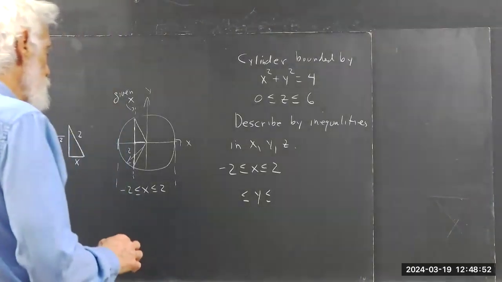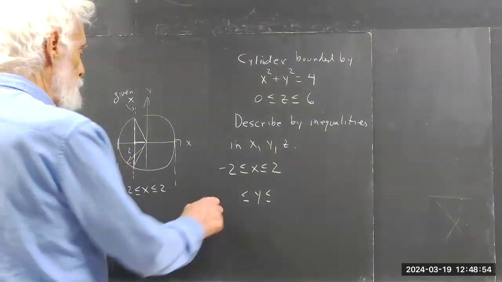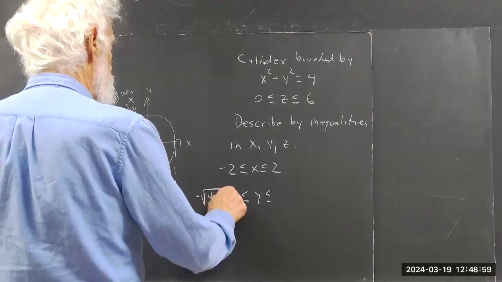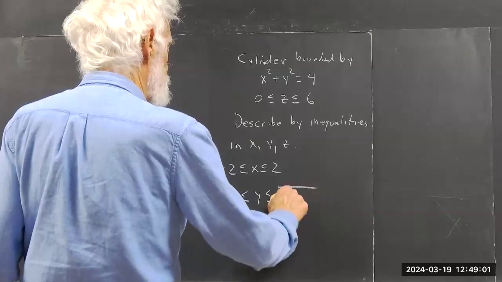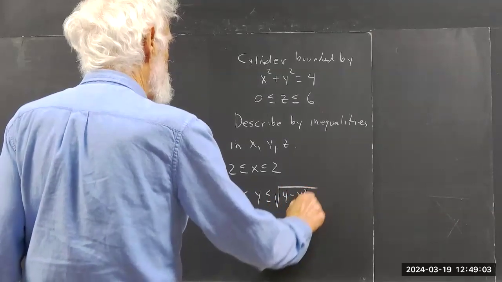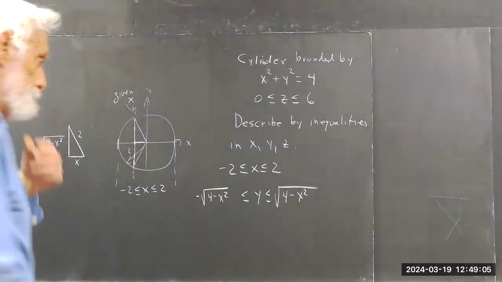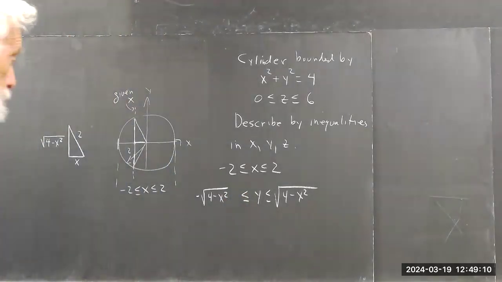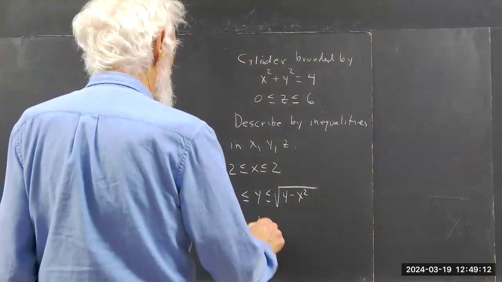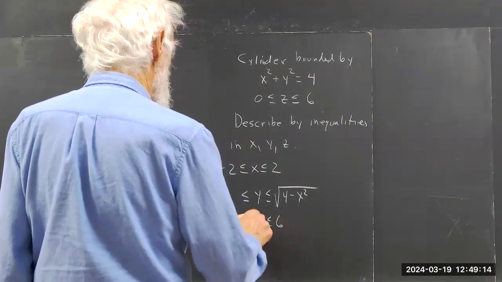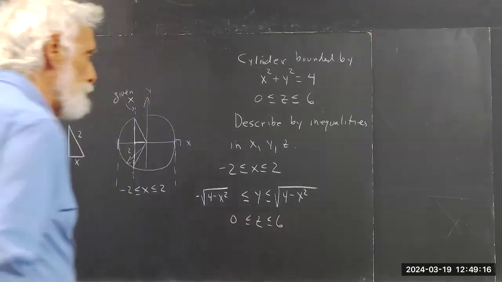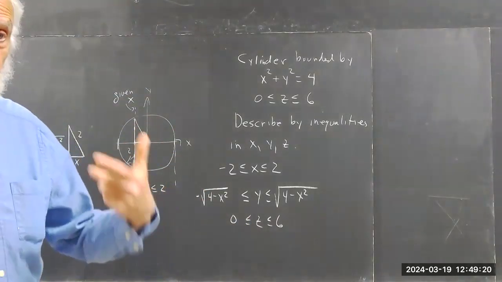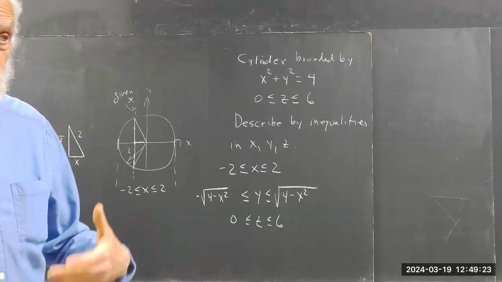So we can say that y goes from what? Well, it goes from negative the square root of 4 minus x squared to the square root of 4 minus x squared. And then z goes all the way from 0 to 6. And there we have a description of this three-dimensional region in terms of x, y, and z.